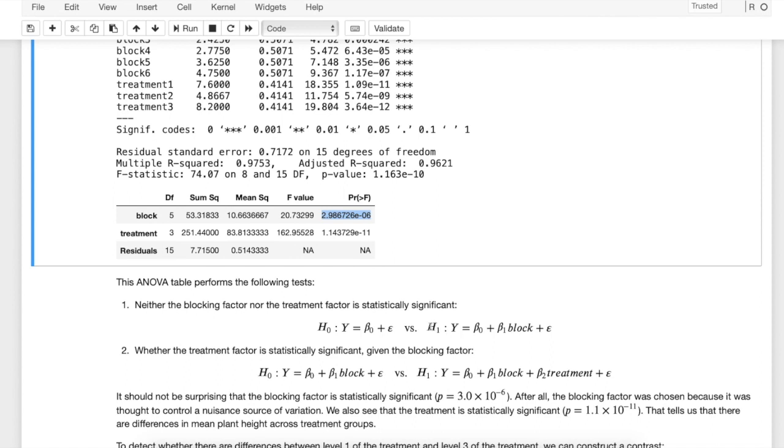and you would say, well, I at least need the blocking factor, right? And this test is not super important because we wouldn't have included the blocking factor. We wouldn't have recorded the position on the bench if we didn't think that it played some role. So the fact that we're saying it's statistically significant should not be too surprising.